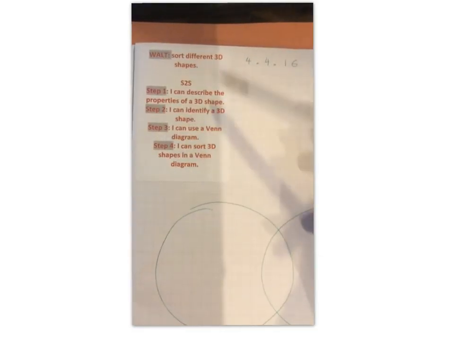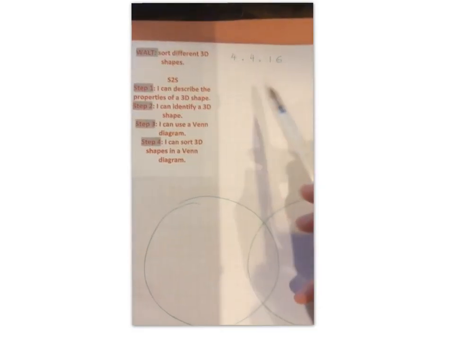Welcome to Orange Group. Today, what you need to do first of all is make sure you have a sticker in your maths book. You need today's date, which at the time of recording is the 4th of the 4th of the 16th. Make sure you've got the right dates in your book.